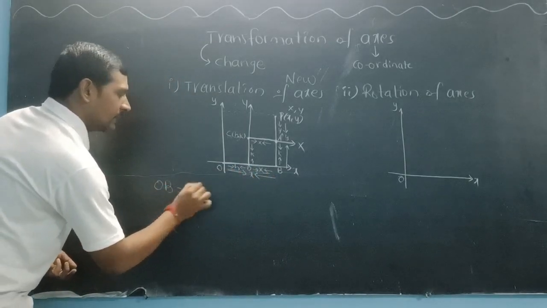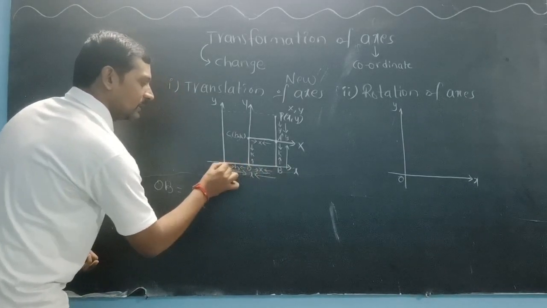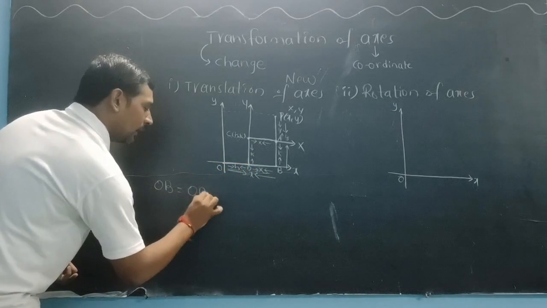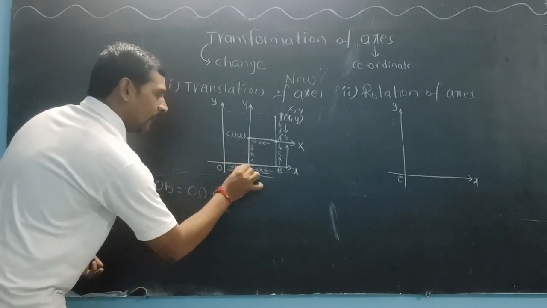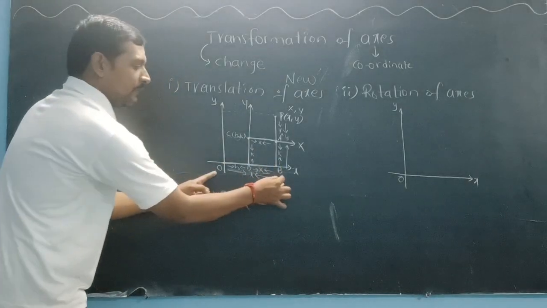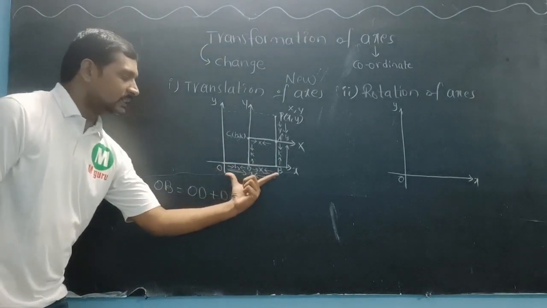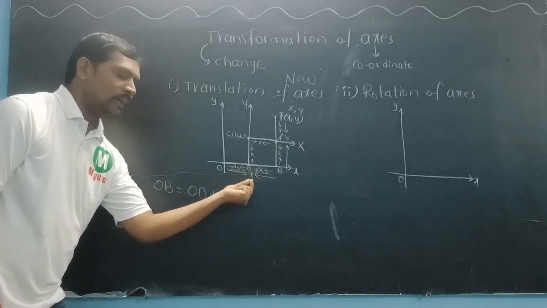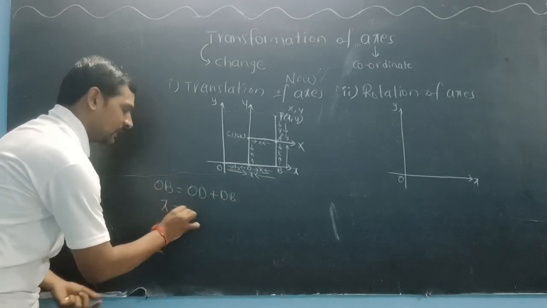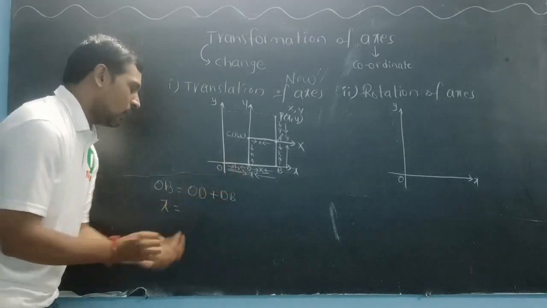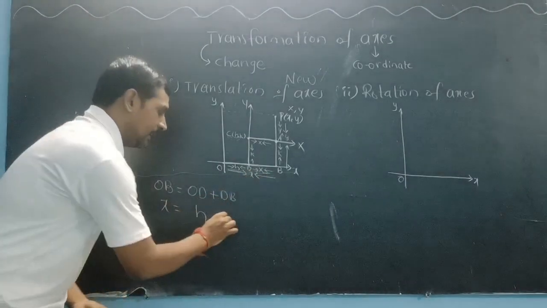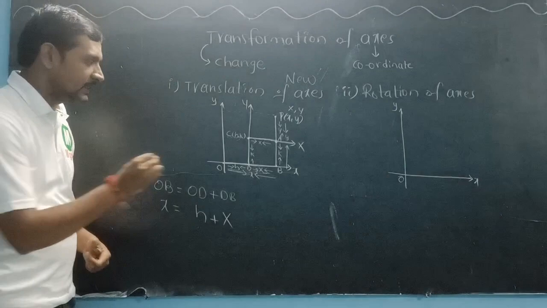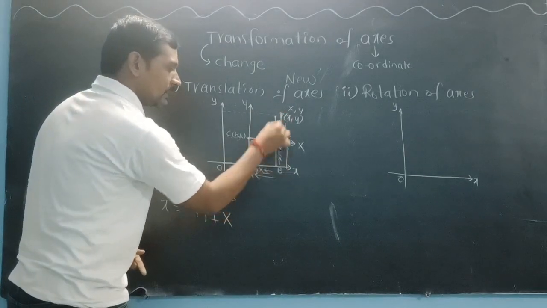Now, if we observe the diagram carefully, OB is divided into two portions: one is OD and the other one is DB. OD plus DB gives OB. And what is the value of OB? OB value is x. What is the value of OD? OD is h. What is the value of DB? DB is capital X.